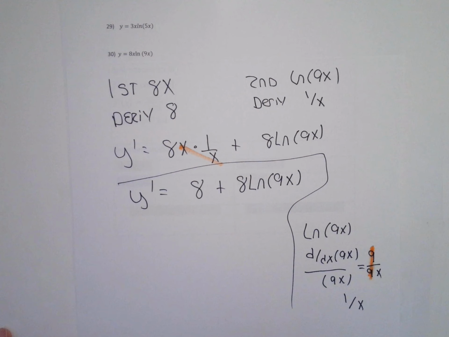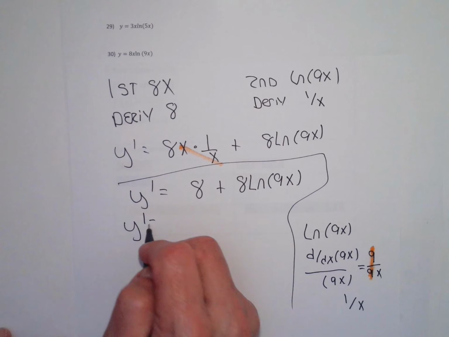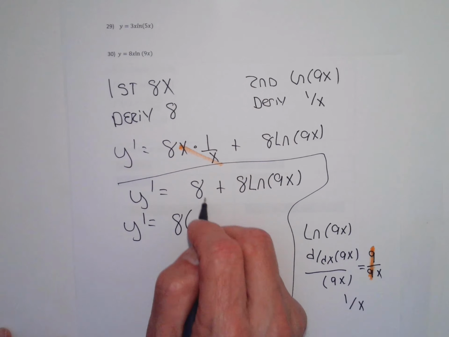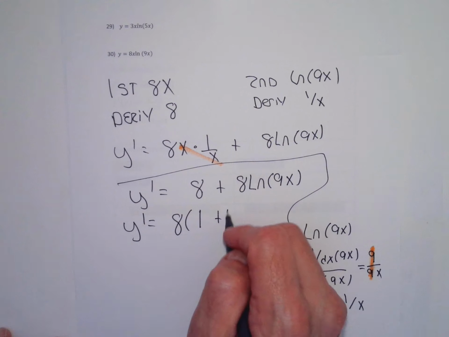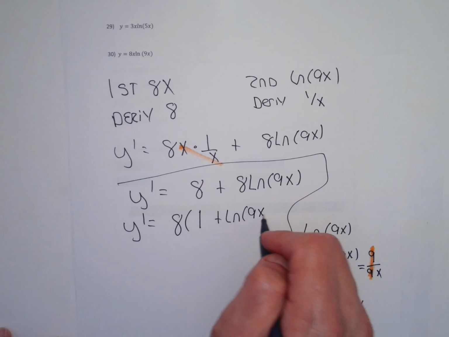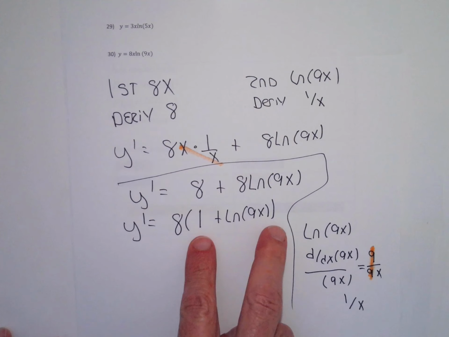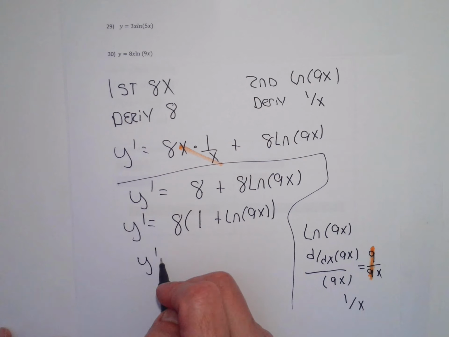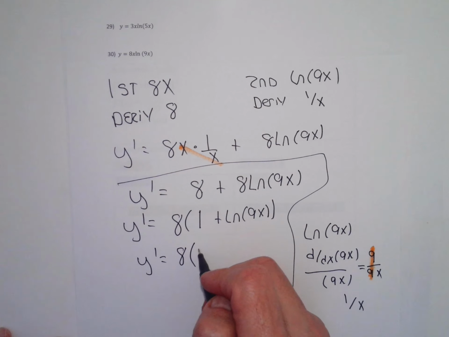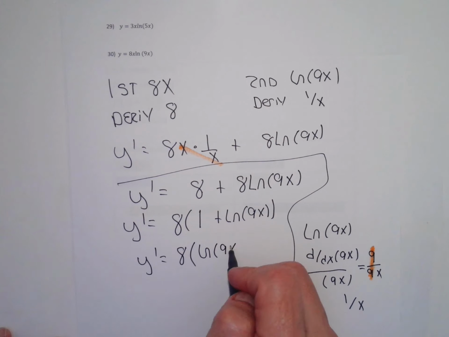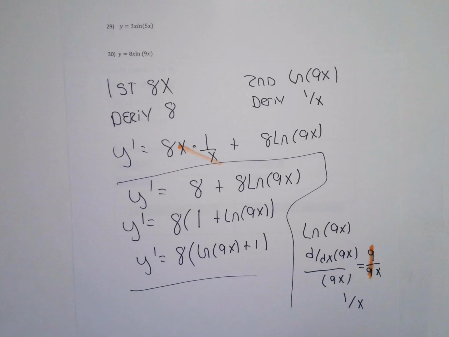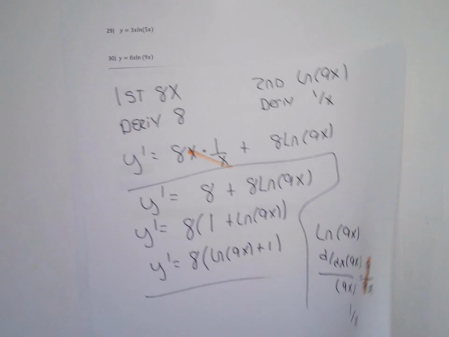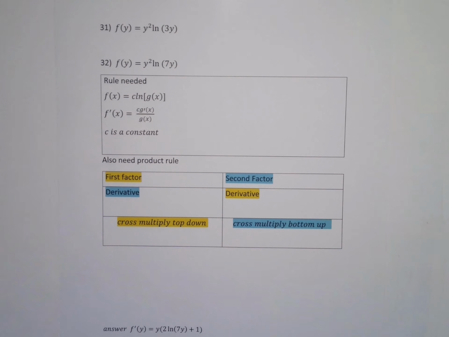I can go a couple different ways. I can pull out a common factor of an 8. This 8, if I pull out an 8, it will turn to a 1. That 8 will turn to a 1 and leave me with the natural log of 9x. Equally good answer. And if it bugs you that the natural log of 9x piece is written second, you can also do this. All of those are acceptable answers. Let's do 31 together. It's a product rule because it's multiplication and both factors have a variable y.